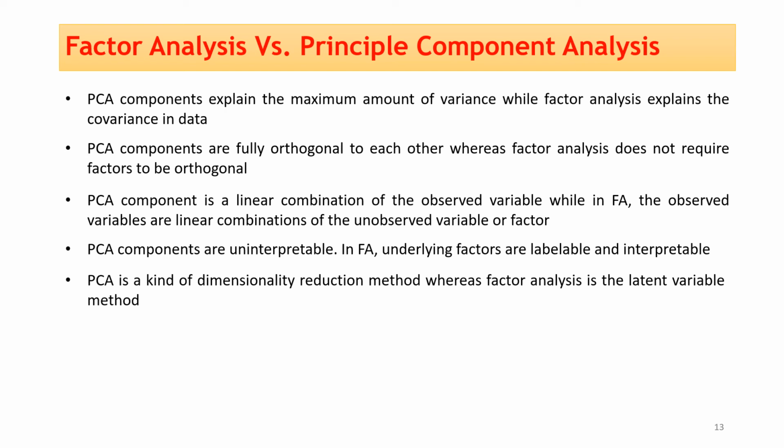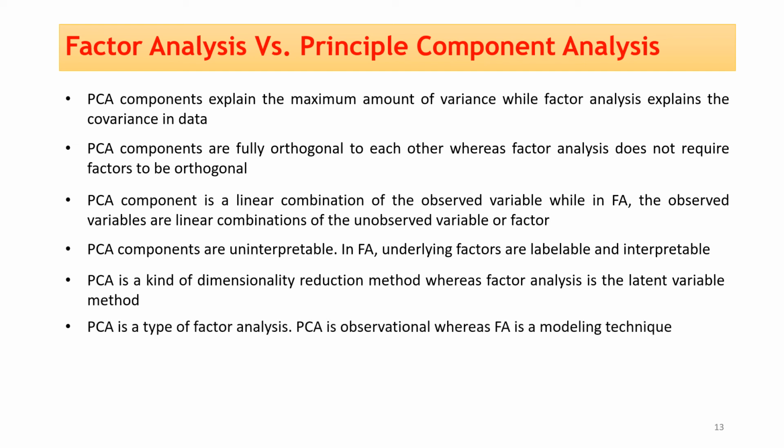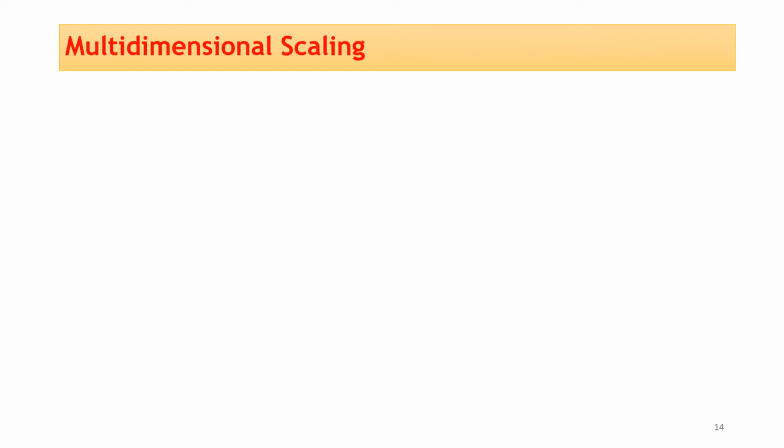PCA is a kind of dimensionality reduction method, whereas the factor analysis is the latent variable method. Then PCA is a type of factor analysis where the PCA is observational whereas the factor analysis is a modeling technique. Now let's see the third part of our lecture, that is the multidimensional scaling.